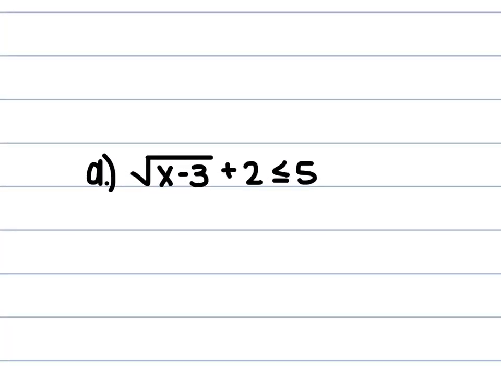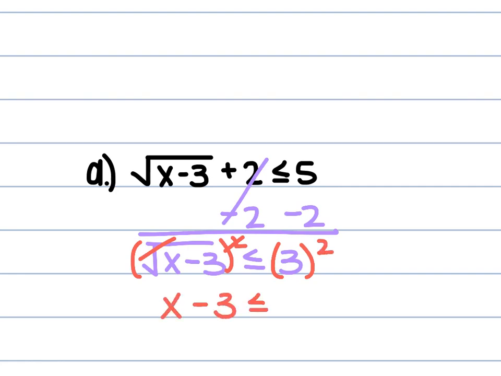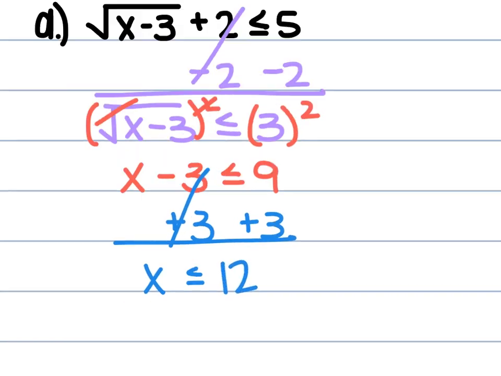For D, we have the square root of x minus 3 plus 2 is less than or equal to 5. So we're going to start by subtracting 2 from each side. So the square root of x minus 3 is less than or equal to 3. Square both sides. x minus 3 is less than or equal to 9. Move the 3 over, add it. So x is less than or equal to 6. Oh sorry, not 6, 12. 9 plus 3, not 9 minus 3.